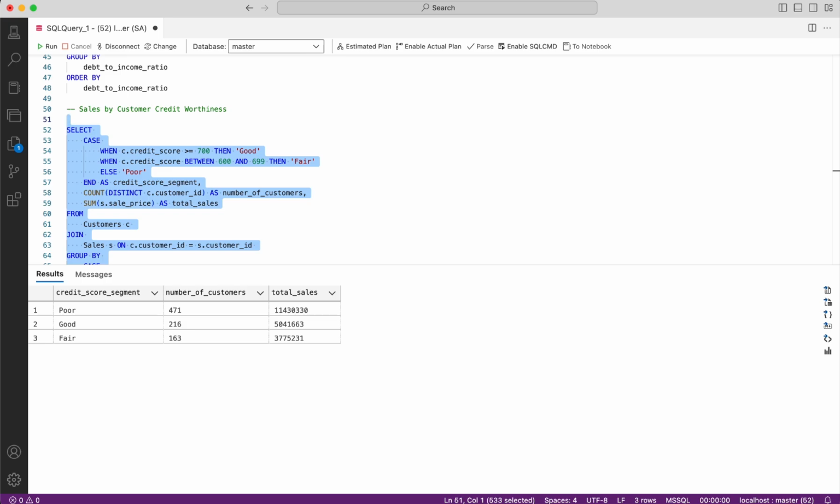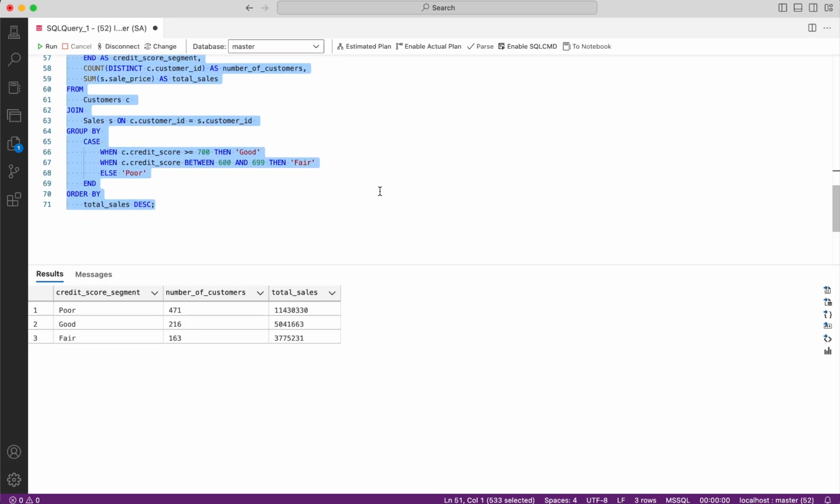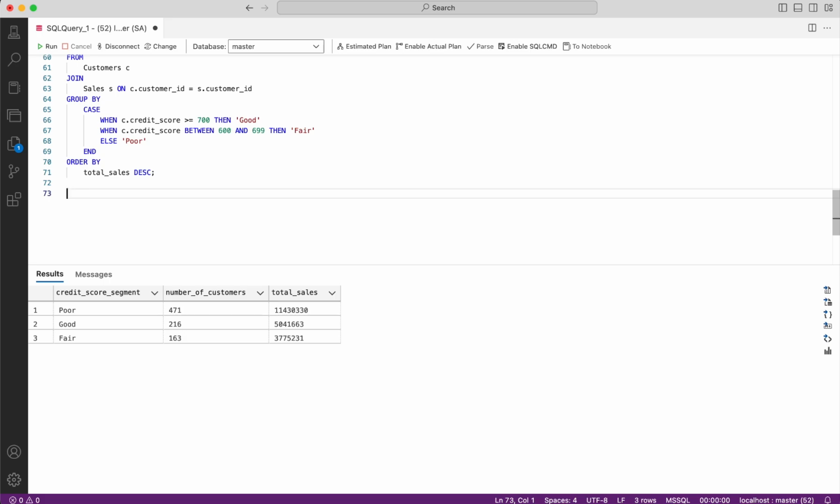And then also good customers impact, although smaller in number, the good segment still makes a significant contribution to sales, and this likely reflects higher value transactions. And in terms of the fair segment, this is the smallest group, possibly representing a transitional segment between the extremes. So it's very interesting. Let's see what we can take a look at next.